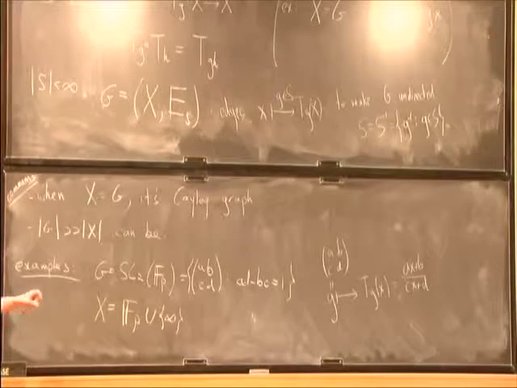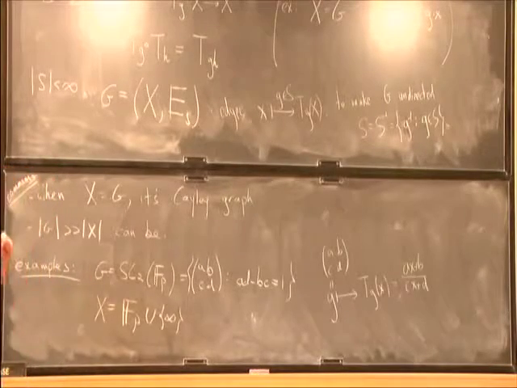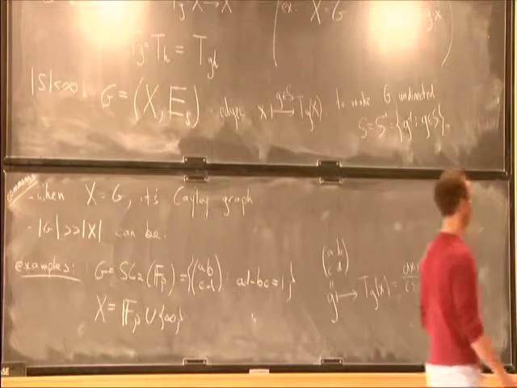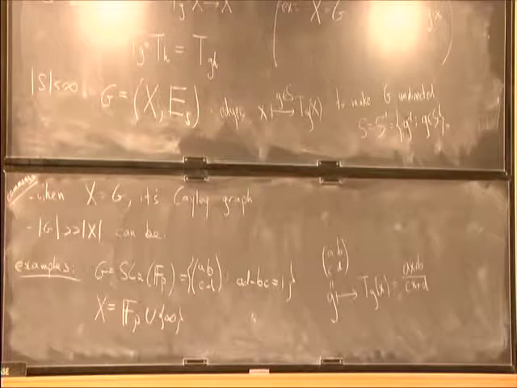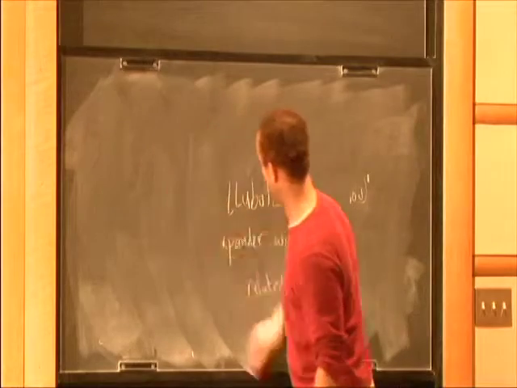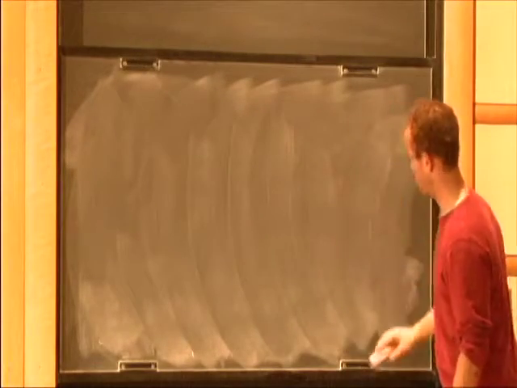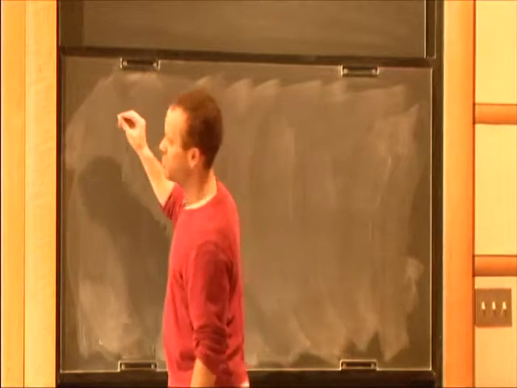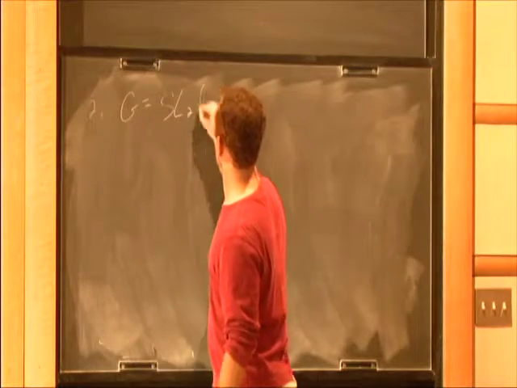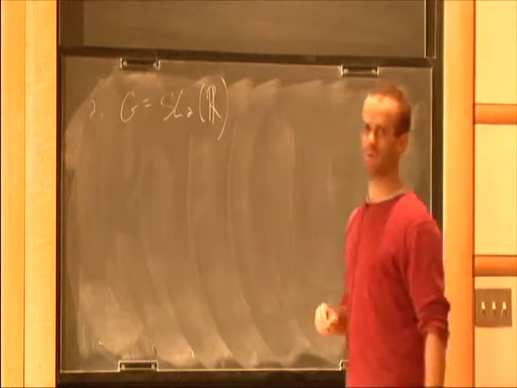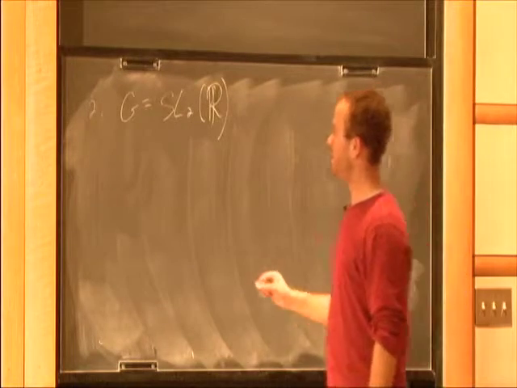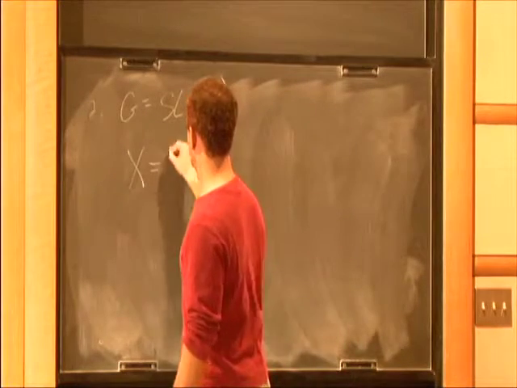So this is one example. Another example, which is very similar, it's actually the same example, is example 2: G is SL2, but now the entries are real numbers. And the set X is the projective line.